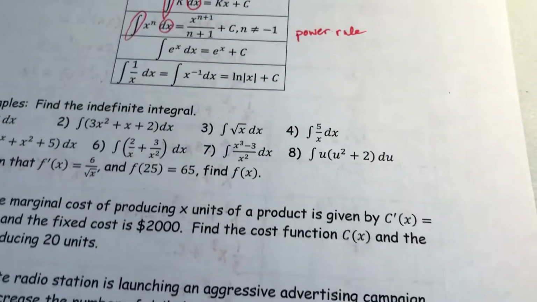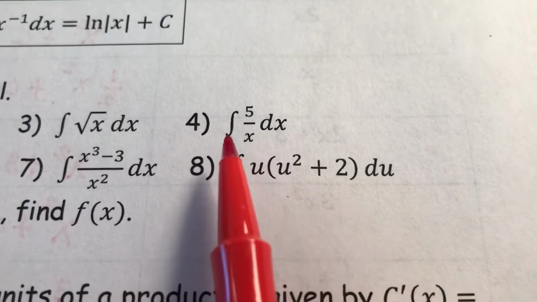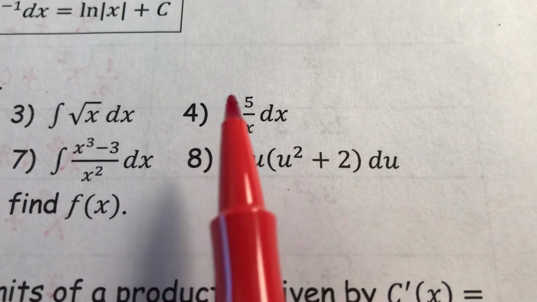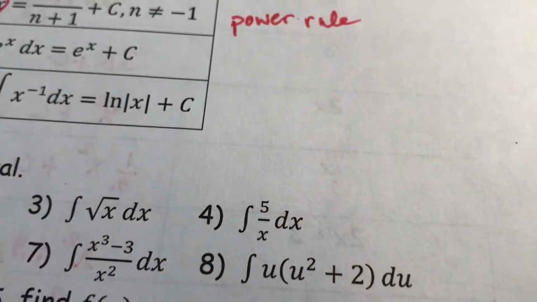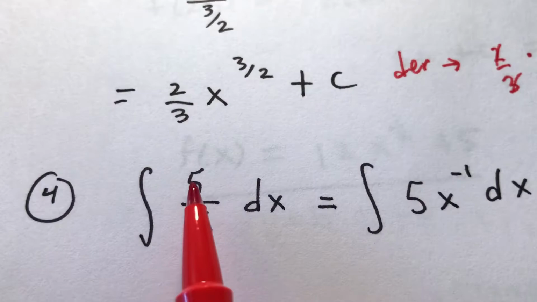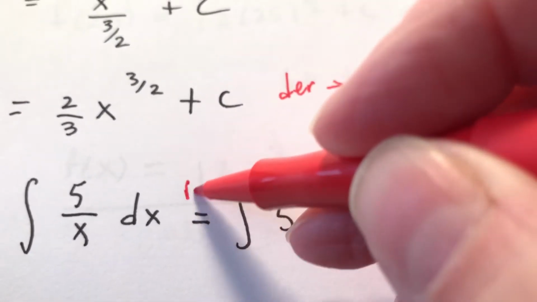Number 4. So we won't do that all the time, but you can always check if you have time. The integral of 5 over x dx. Now constants can be moved outside of integrals, so I'm going to show you that. Here's what I'm doing. I wrote 5 over x dx is the integral. This is just a rewrite.